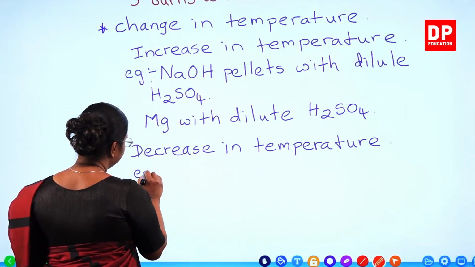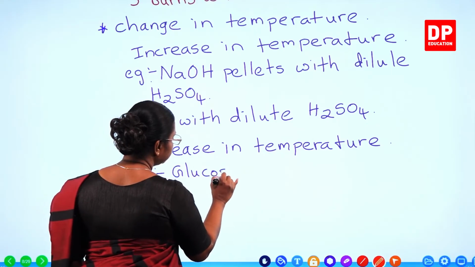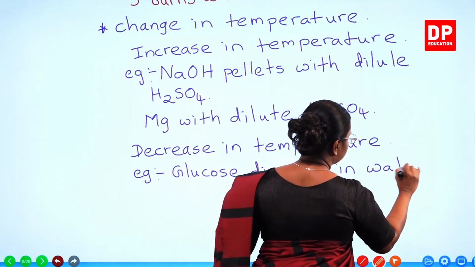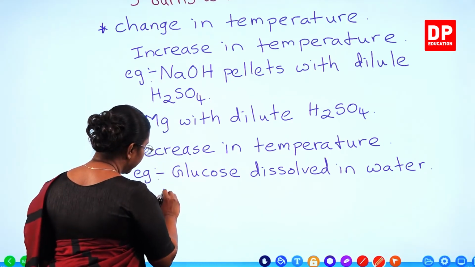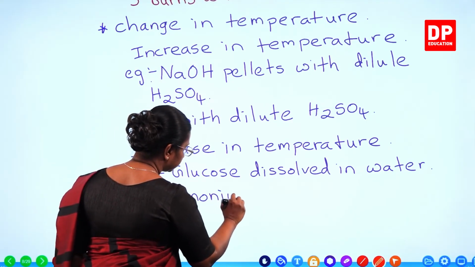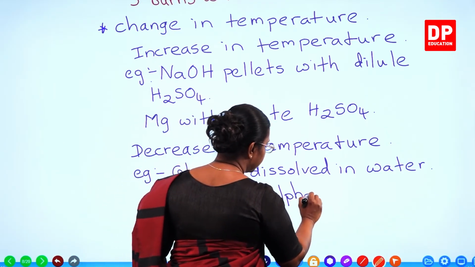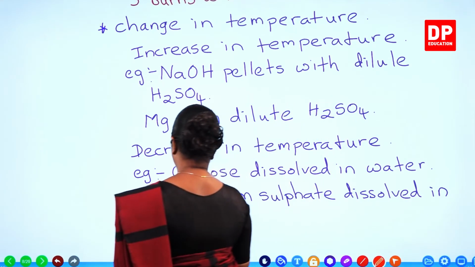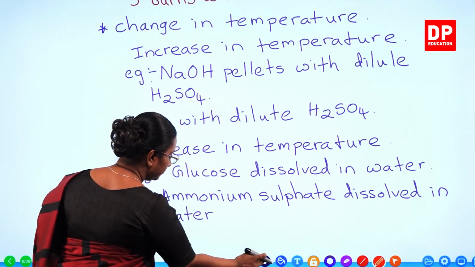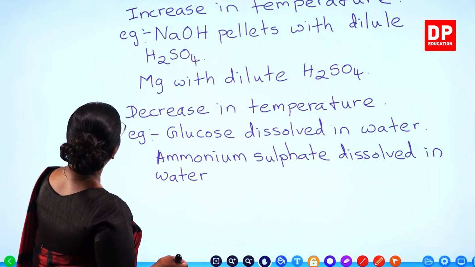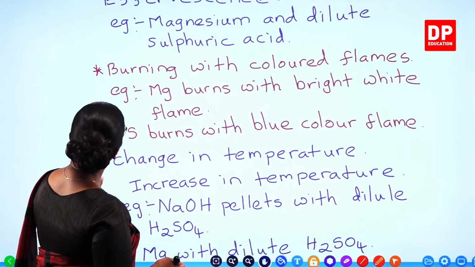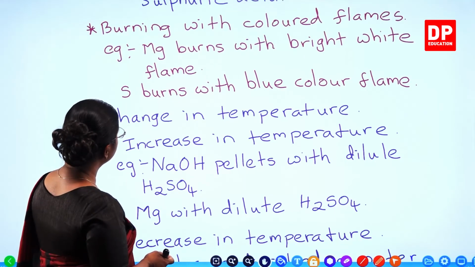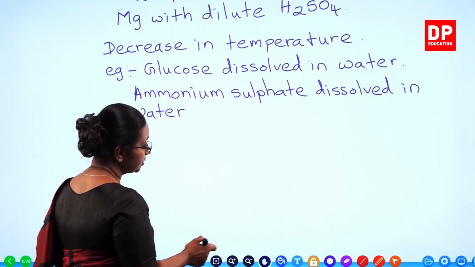So as examples, we can say glucose dissolved in water, or ammonium sulfate dissolved in water. Then after that, I have written the evolving of gas bubbles, then burning with colored flame, change in temperature. We discussed two more changes. What are they?